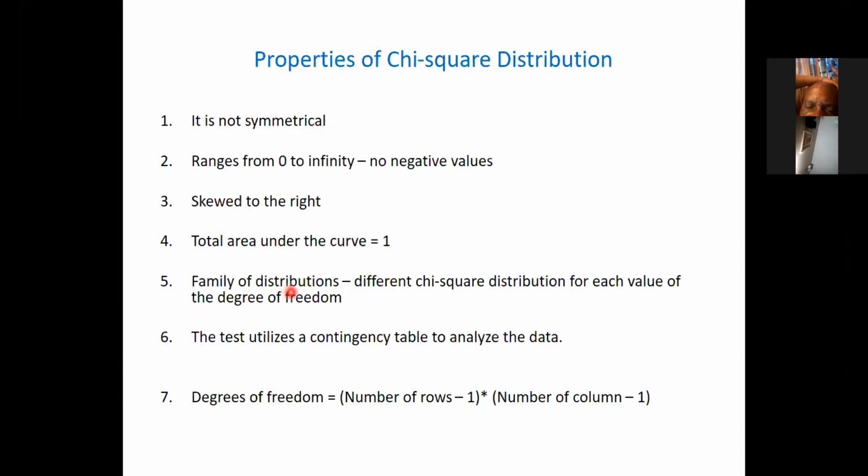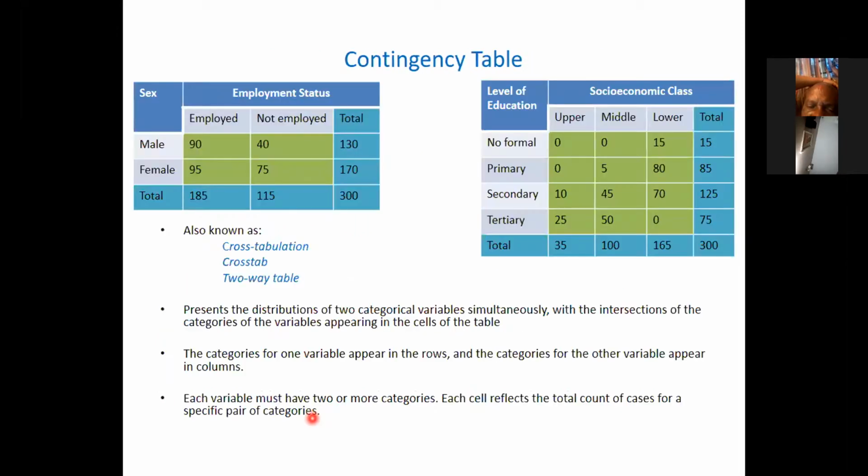The family is a family of distributions. You're going to see later. The shape varies based on the degree of freedom. So we'll talk about that. That's the next thing we want to talk about. The last two, the test utilizes a contingency table, and these two, don't worry, I will not tell you now. The next slide, when we explain, it will be clear. Numbers 6 and 7, we explain.